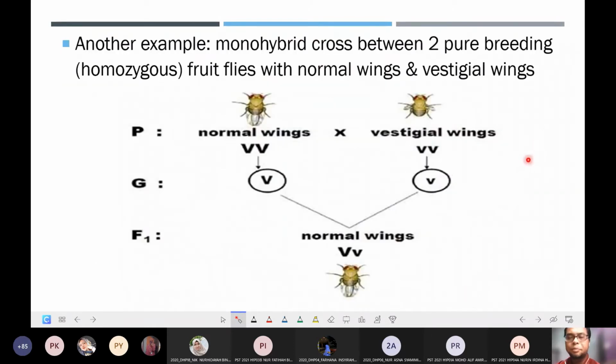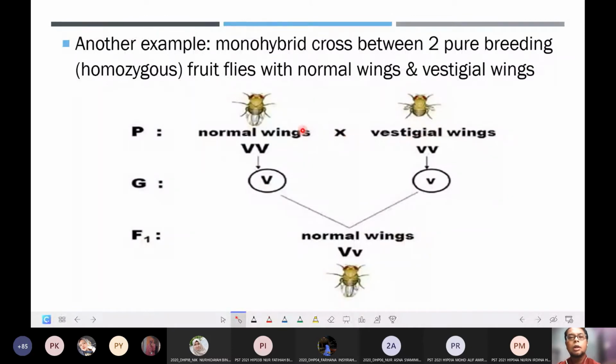Another example will be about the fruit flies. Mendel only performed his experiments on the garden pea plants, but later on scientists performed this monohybrid cross on the fruit flies, Drosophila melanogaster, and so the same type of result can still be obtained. For example, if we are looking at these fruit flies, Drosophila, we can observe the characteristic of the wings. There are two types of wings. One is the normal wings, another one is the vestigial wings. Vestigial wings are short and crumpled.